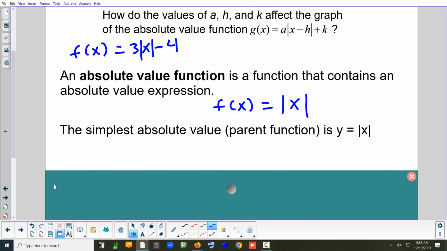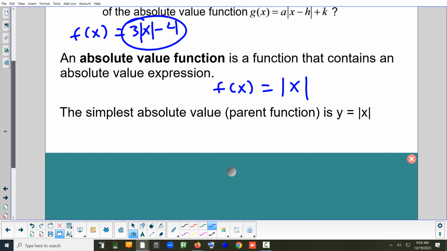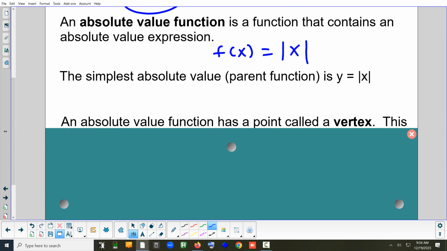Now the simplest absolute value, this is not the simplest one. That one's more complicated because it's got a 3 in the front and it's got a -4. This is the simplest thing. y equals the absolute value of x. So on your guided notes where it says the simplest absolute value, this is called the parent function. That's what they call the simplest function in a group of them, the parent. And it's just y equals the absolute value of x.